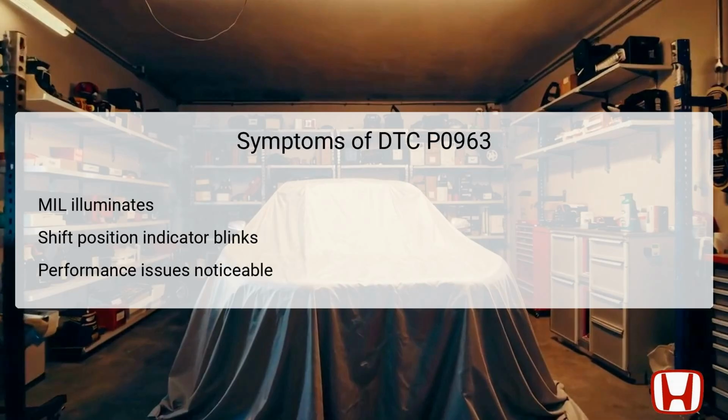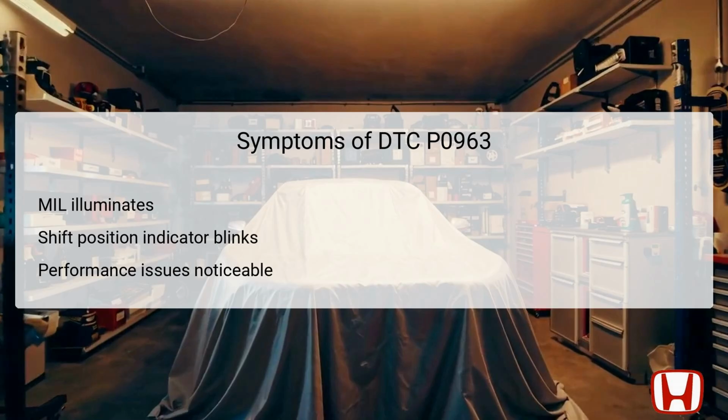The primary symptoms of DTC P0963 include illumination of the malfunction indicator light, MIL, and a blinking shift position indicator on the dashboard. These warnings typically indicate that the vehicle has detected a significant issue within the transmission system and prompts the driver to take action.